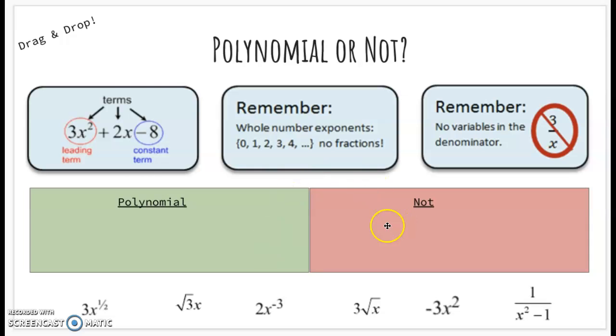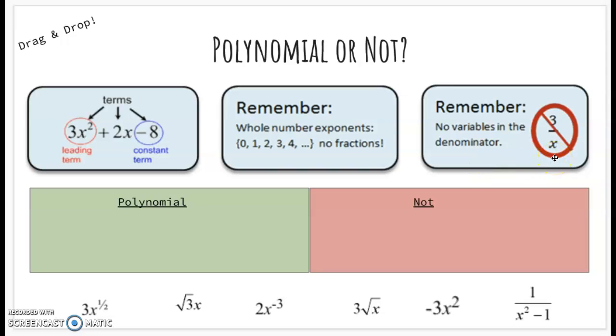So is it a polynomial or not? We know we've got this leading term, leading coefficient, highest degree or power, and we'll talk more about that in a little bit. We've got a middle x term, and then we've got our constant term. We want to remember that our exponents can only be whole numbers. They cannot be fractions. If we think back to our exponents unit, we know a fractional exponent can also be represented as a radical or a root.